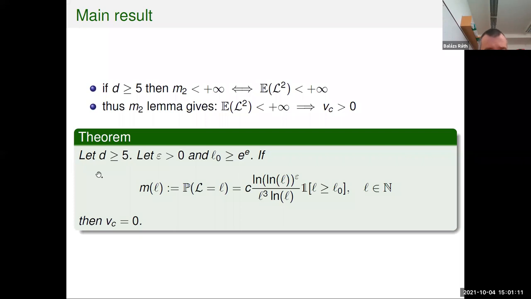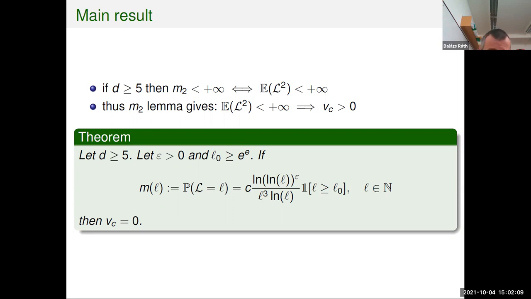We assume that the underlying lattice has dimension greater than or equal to 5. Let's pick some positive epsilon, and let's assume that L0 is some big enough number so that the log log makes sense. Let me define the length distribution by this specific choice. The probability that the length of the worm is equal to L is log log L to the power epsilon divided by L cubed log L, restricting to lengths which are greater than L0. We denote by ML the mass function of the length distribution. So for this specific choice of the length distribution, there is no phase transition. The set percolates for every positive value of the parameter.